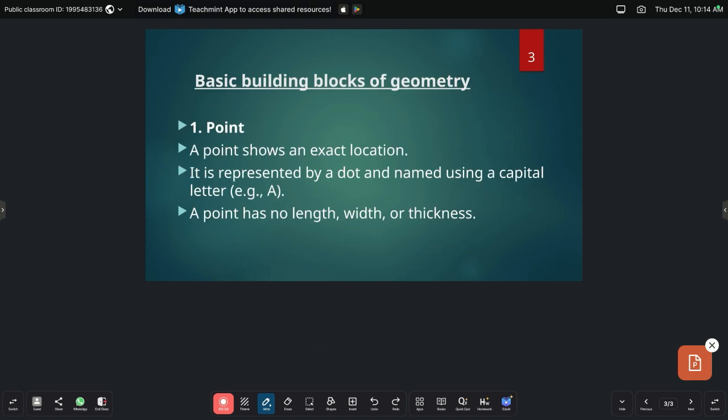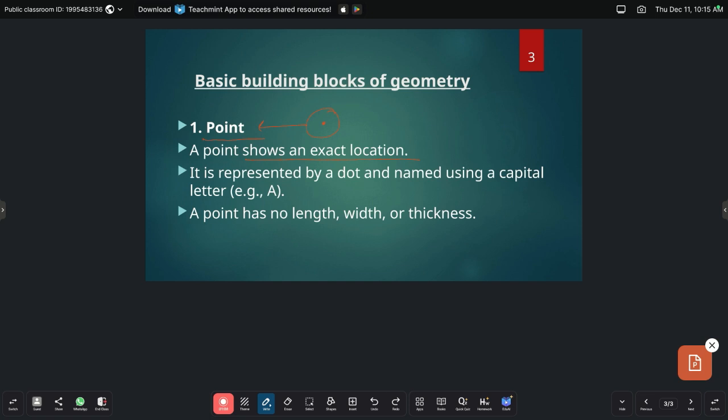The first one is point. What is a point? A point is a simple dot made by a sharp pencil. Here it is a simple dot. I have made it with my pen. So this dot is actually named as a point. What does this point mean? This point actually shows us the exact location of something.